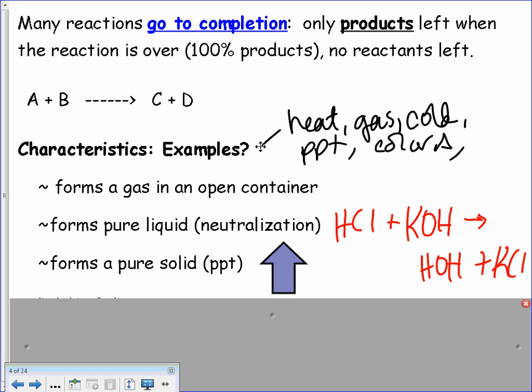So here's my proof. A neutralization reaction makes water, which is a pure liquid, and we label it by putting an L next to it. Pure liquids are very important to recognize here. Also formation of a pure solid, that would be like a double replacement reaction with a precipitate formation. So these are examples of things that go 100% to products, therefore we write them with a single arrow towards the front. Sometimes it doesn't exactly stay precipitated, and I think we're going to talk about that either today or tomorrow.